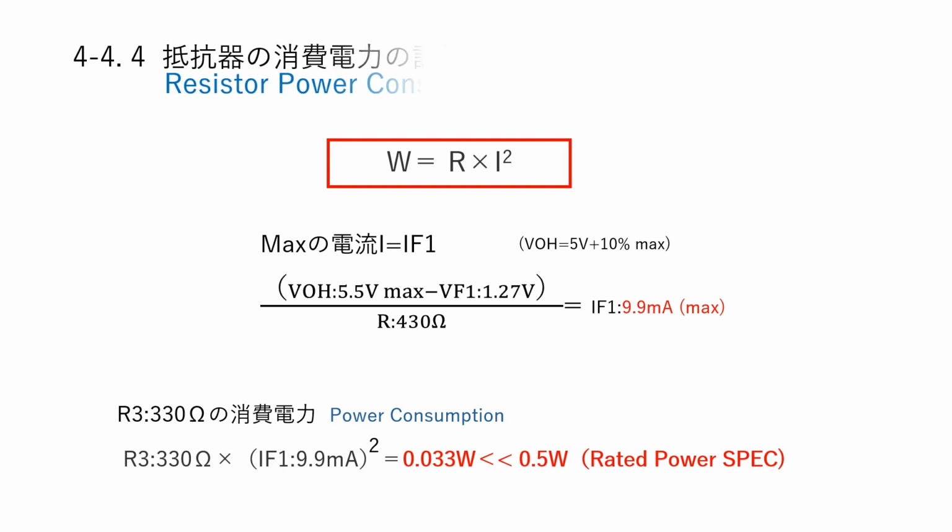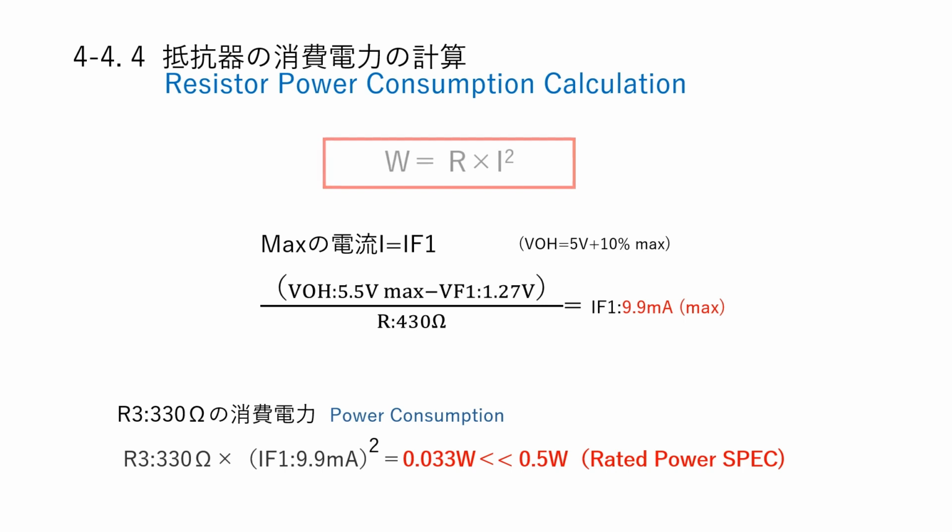4-4.4 resistor power consumption calculation. The power consumption formula is shown in the red frame. Calculate the current IF1 of max. IF1 is 9.9 mA. Calculate the power consumption of R3. The power consumption of the R3 is 0.033 watt. It was confirmed that the power consumption, 0.033 watt, of the R3 is less than the rated power of 0.5 watt.